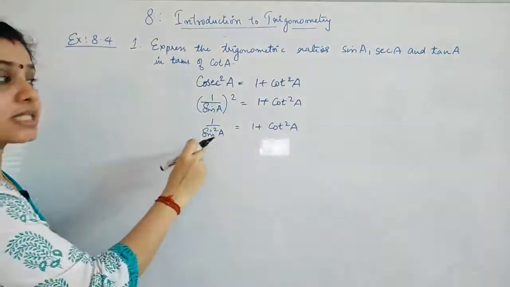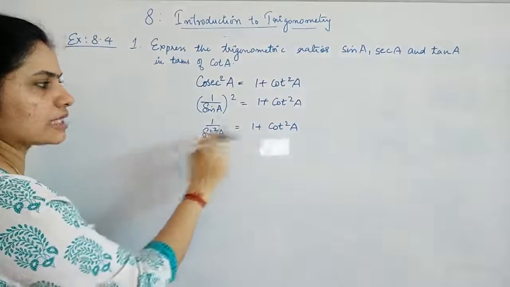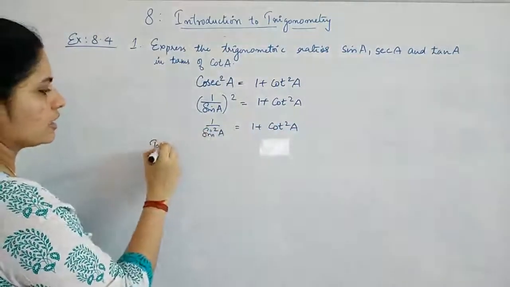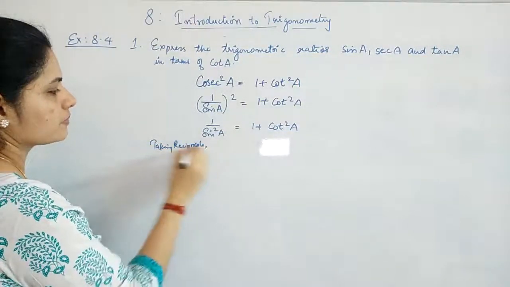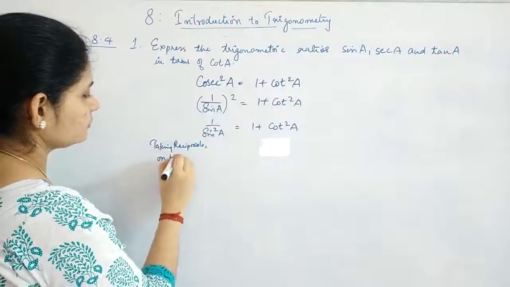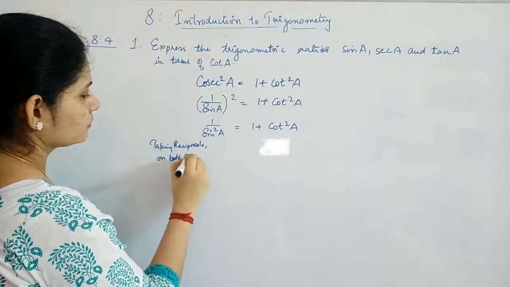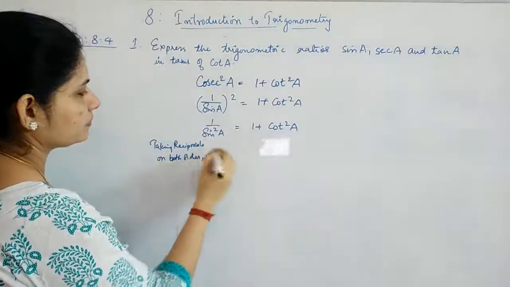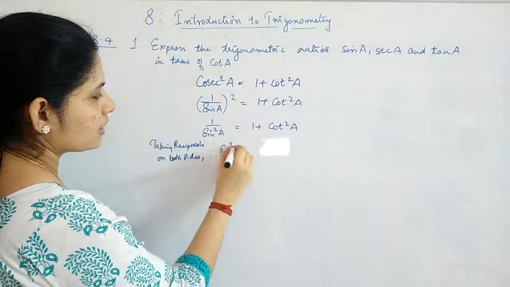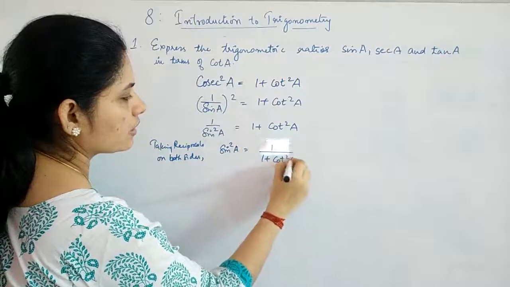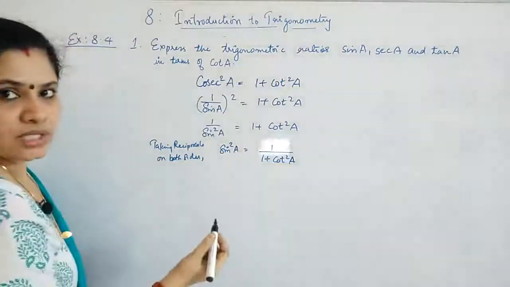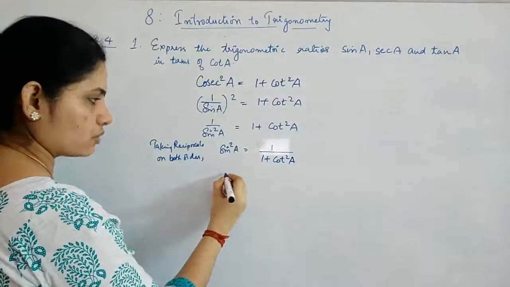Now again we need sin A equal to, so first we will take the reciprocal on both sides. Okay, taking reciprocals on both sides, what you will get, this will become sin square A and the right hand side will become 1 by 1 plus cot square A. So now you got sin square A. So how will you find out sin A? Taking root on both sides.